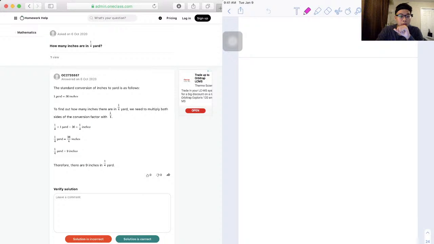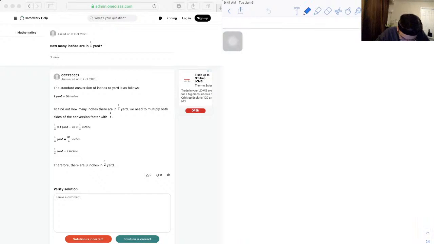Okay. So our first question is asking us how many inches are in 1/4 yard. Therefore, let's copy down the question first. How many inches are in 1/4 yard? And whenever we come across a question that asks us to convert one unit to another unit, we always need to find out the conversion factor first.